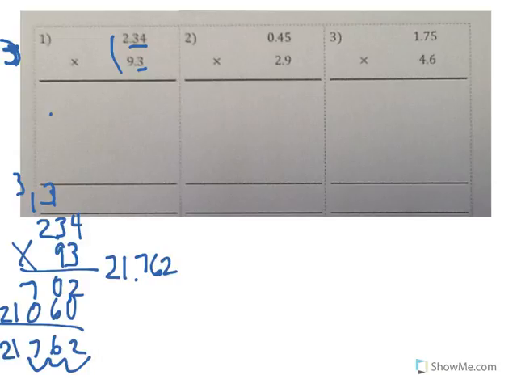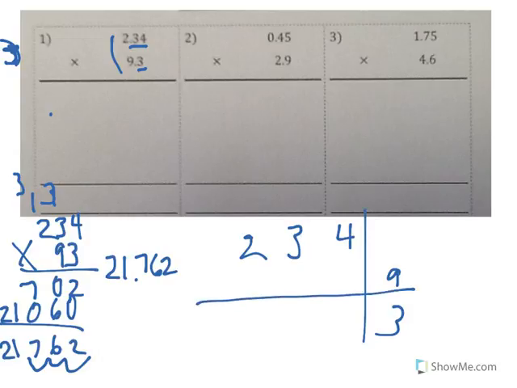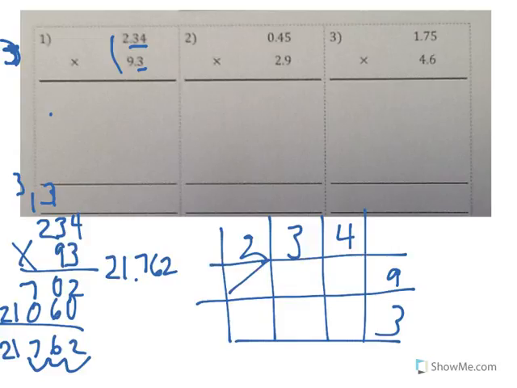The same thing would happen if I was doing lattice multiplication. I'm actually going to show you how to set that up using the same numbers here. So 2, 3, 4, and 93. So that's setting up lattice.